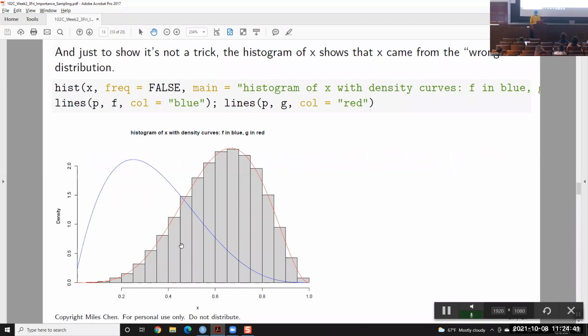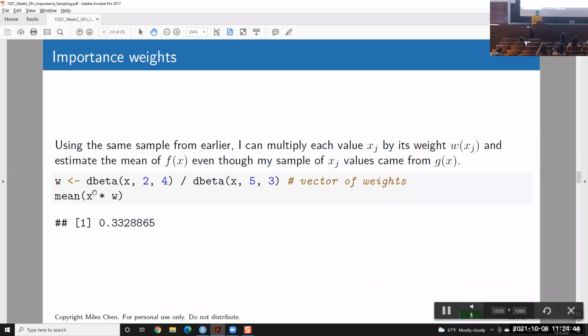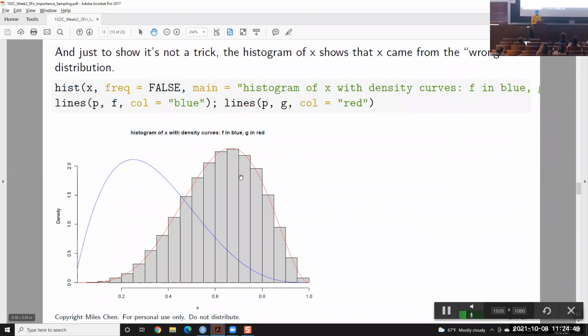And again, just to show this is not some trick here, if I take the actual x values and create a histogram of them, the histogram fits the red line, which is g, and not the blue curve, which is f. But we're getting an estimate of the expected value of the blue curve, which would be 0.33. And all we've done is weight each value accordingly using the ratio between f and g.